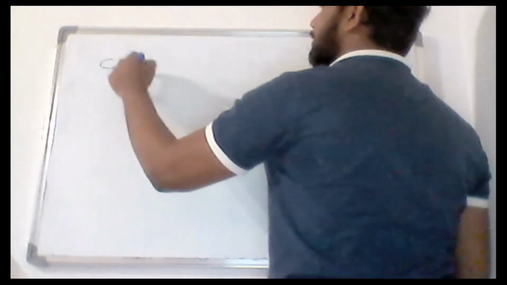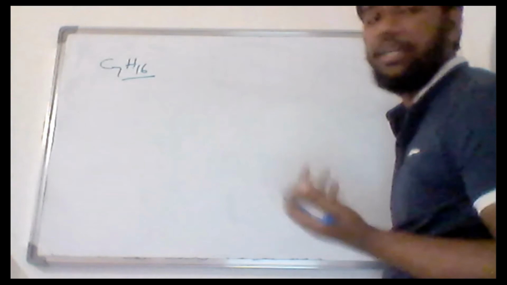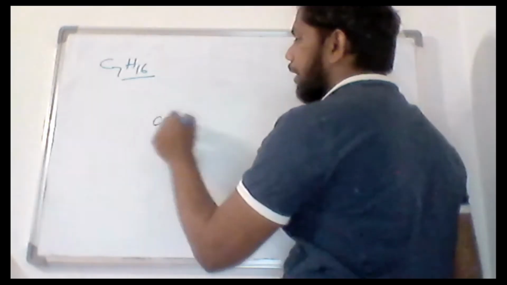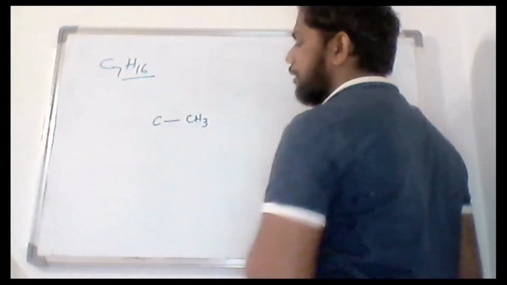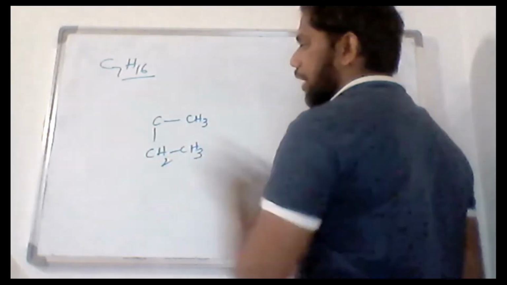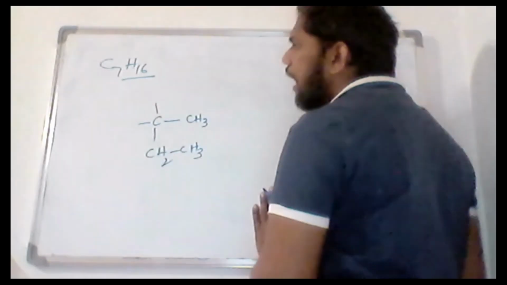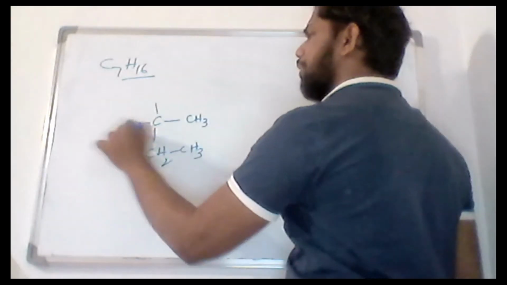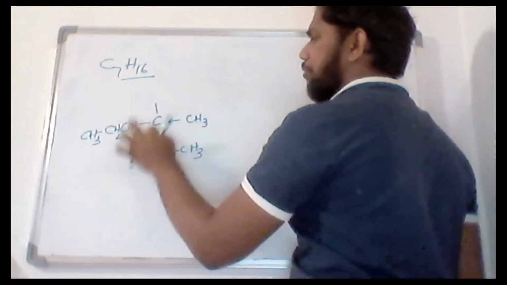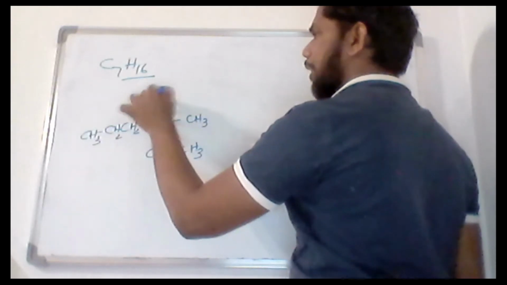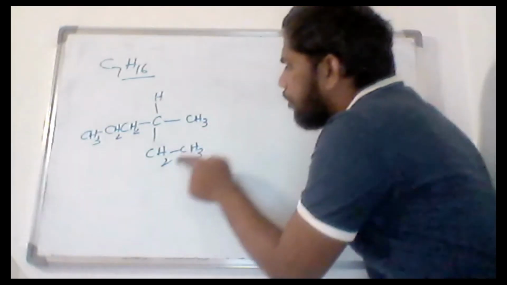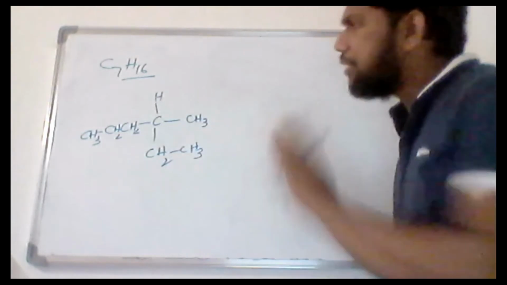So C7H16. We will start from our chiral center. I will put one carbon which is our chiral center, and draw one CH3, and maybe CH2, CH3. So I have used 4 carbons. And I can use another CH2, CH2, CH3. So 1, 2, 3, 4, 5, 6, 7, and I can put hydrogen here. You can see there are 4 different groups. So I drew this in the simplest way.